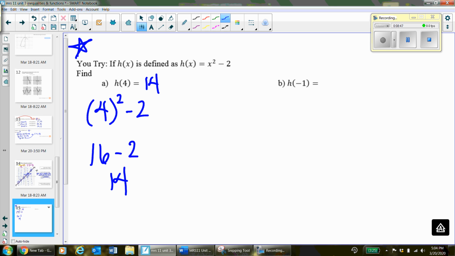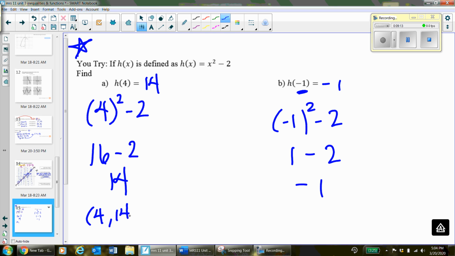And then we have b, h of negative 1. So instead of x, for this question, I'm plugging in negative 1. So negative 1 squared minus 2. Negative 1 times negative 1 is a positive 1, which gives me 1 minus 2. 1 minus 2 is negative 1. So h of negative 1 equals negative 1. If I were to write either of these as a coordinate point, this one will be (4, 14), and this one will be (-1, -1). Okay?